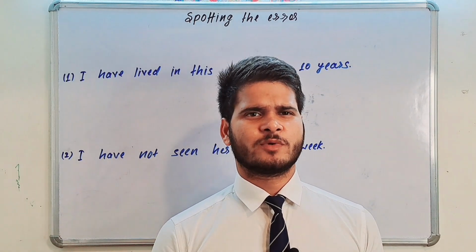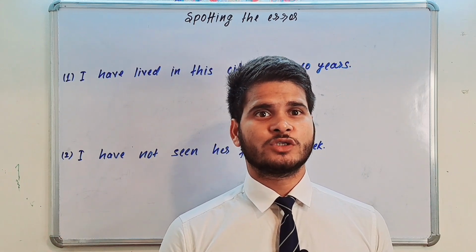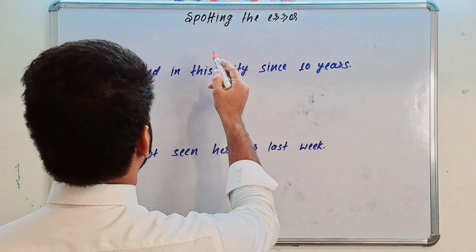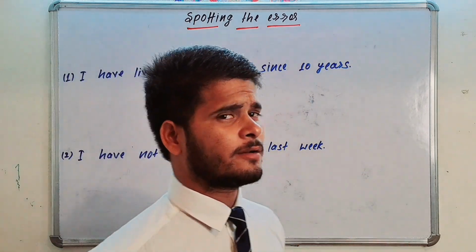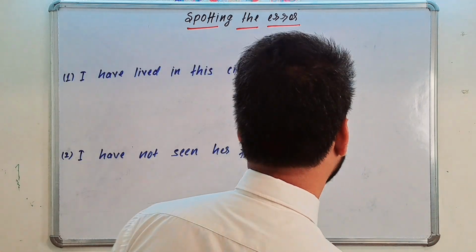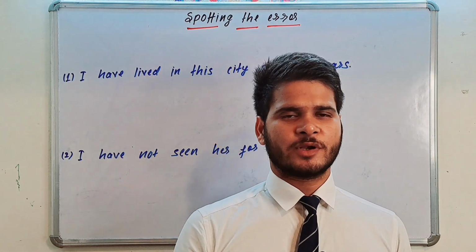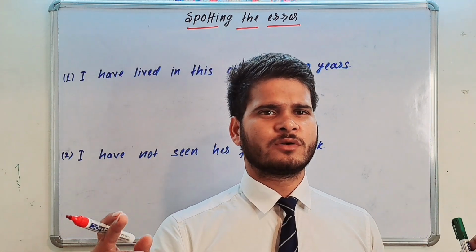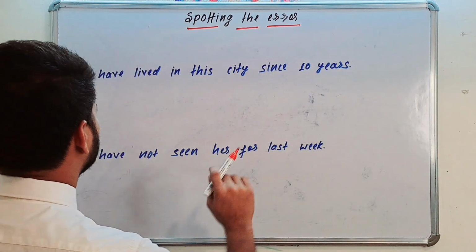Now let's come to the topic. As I told you, in this video I'm going to discuss spotting the error, by knowing the one most important golden rule of English grammar. We have to spot the error part by knowing this rule. And what is that golden rule? The golden rule is based on the use of the prepositions since and for. These are the most common prepositions where we make a lot of mistakes.